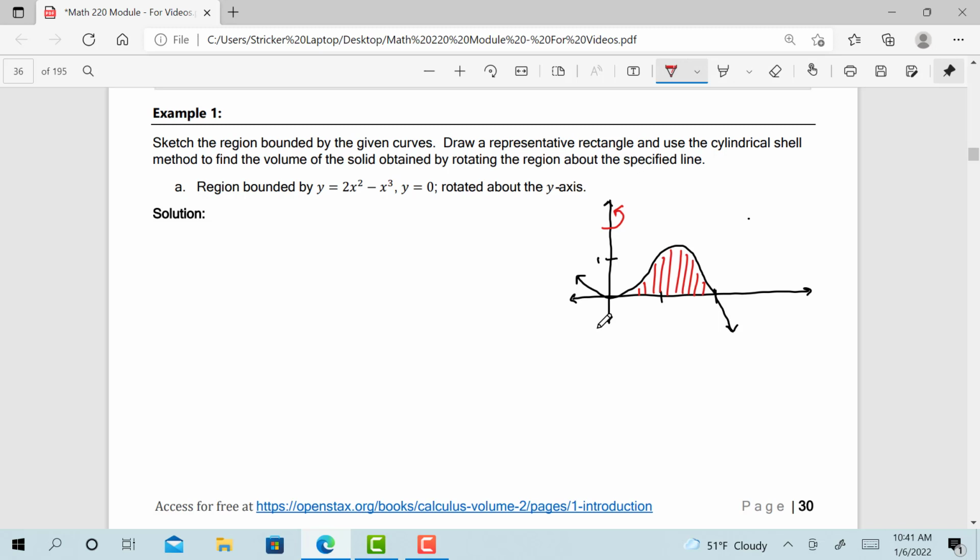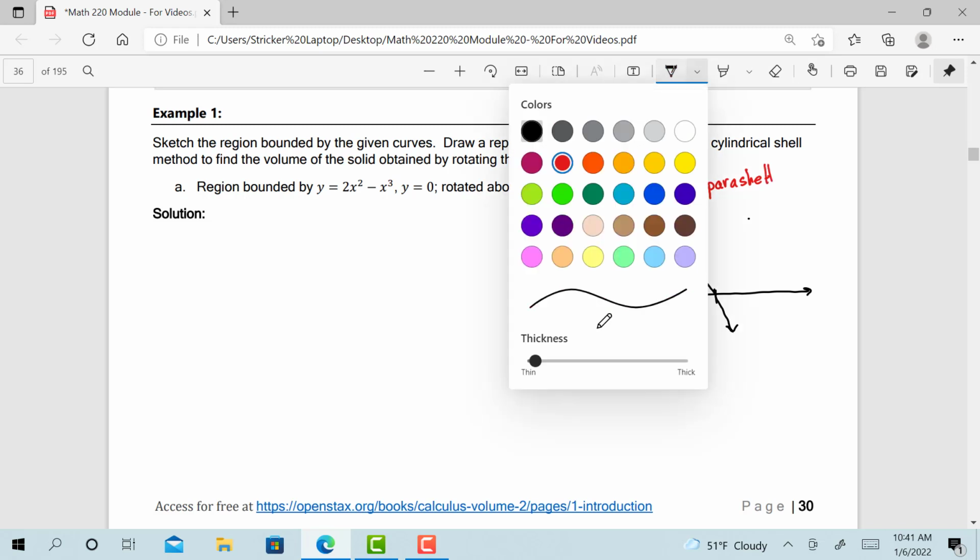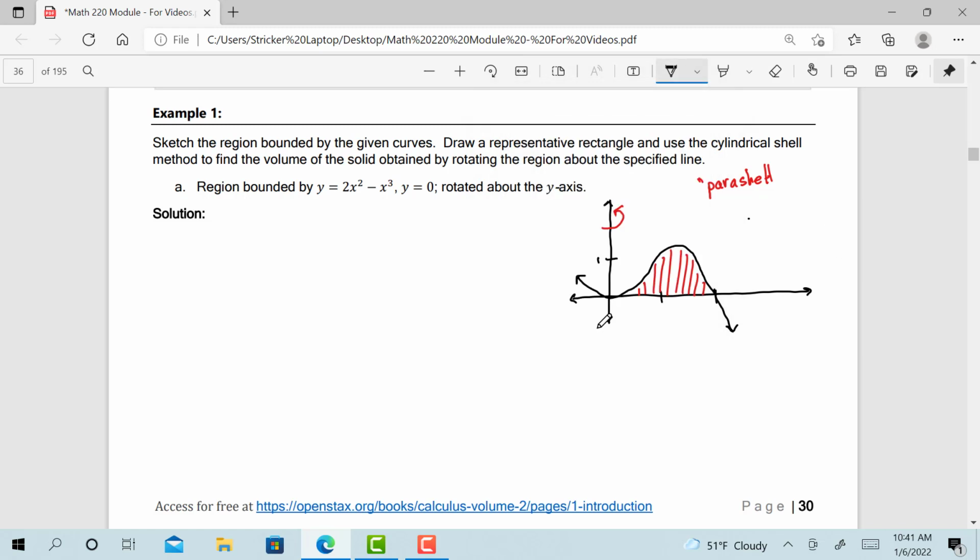y-axis. And remember, this is the shell method, and we use the phrase parashell. So our representative rectangle needs to be parallel to the axis of rotation. So we're going to draw this rectangle in here, remembering that it is parallel to the axis of rotation. Our axis of rotation is the y-axis. This is parallel, so we know this is going to be a dx problem.